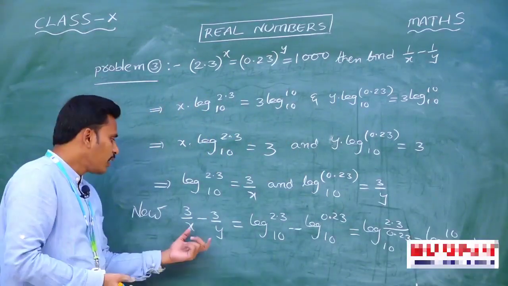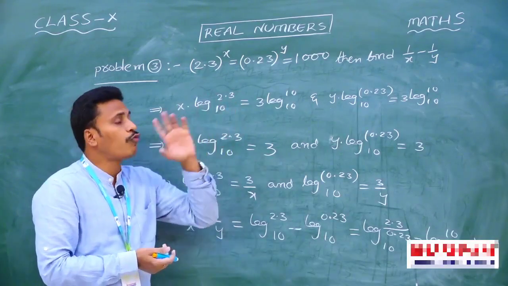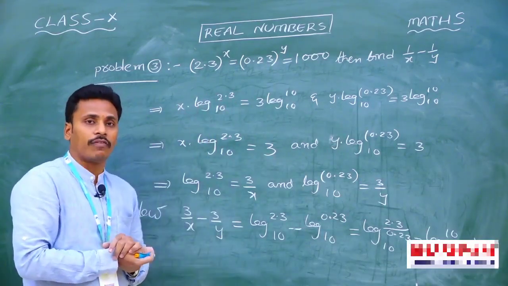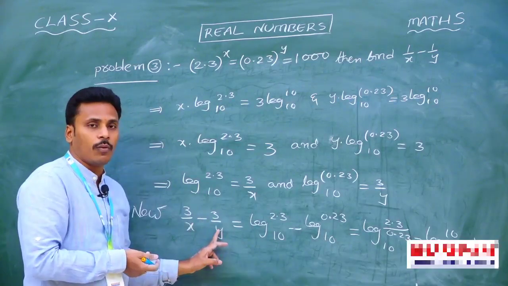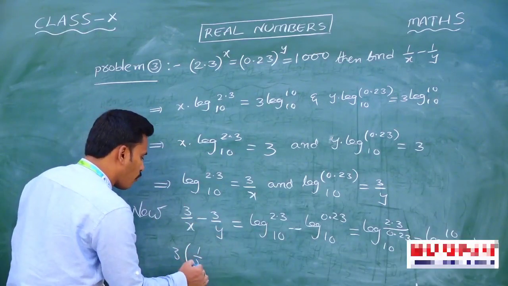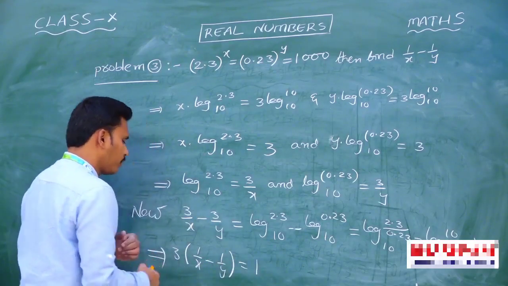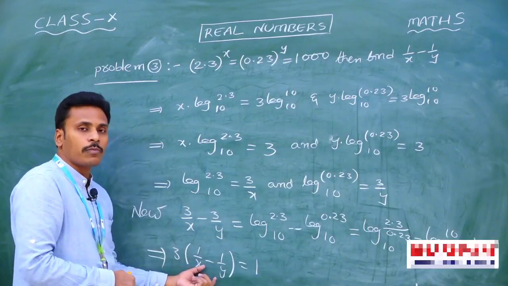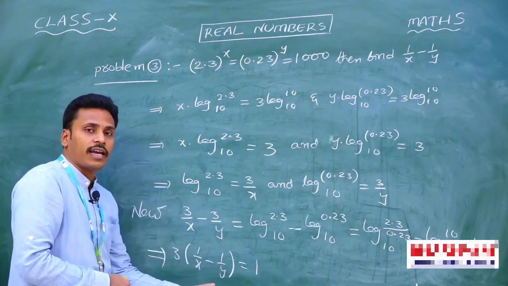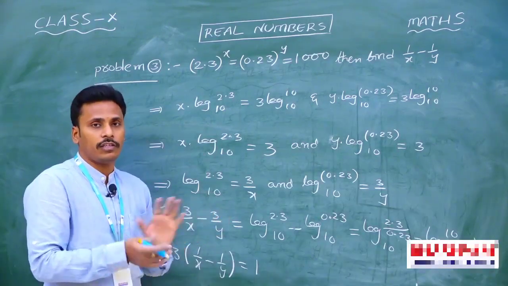So at the end, the value of 3 by x minus 3 by y is 1. But I need to find the value of 1 by x minus 1 by y. So in 3 by x minus 3 by y, you just take 3 common. I can write it as 3 times (1 by x minus 1 by y) is equal to 1 at the end. Since I need 1 by x minus 1 by y, send this 3 to that side, and your value of 1 by x minus 1 by y is 1 by 3.